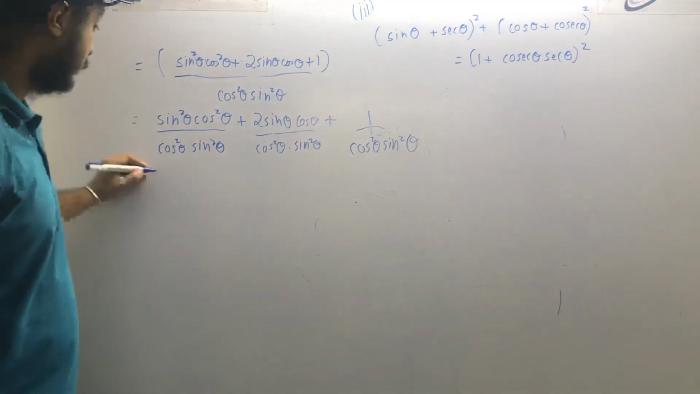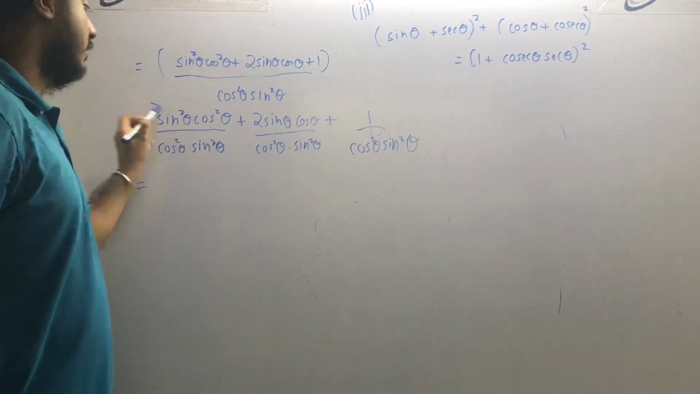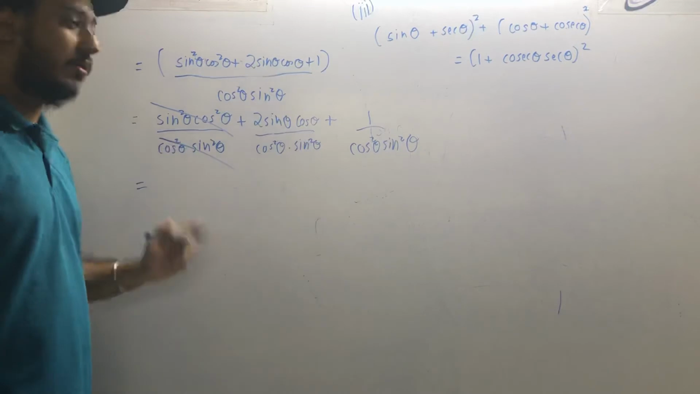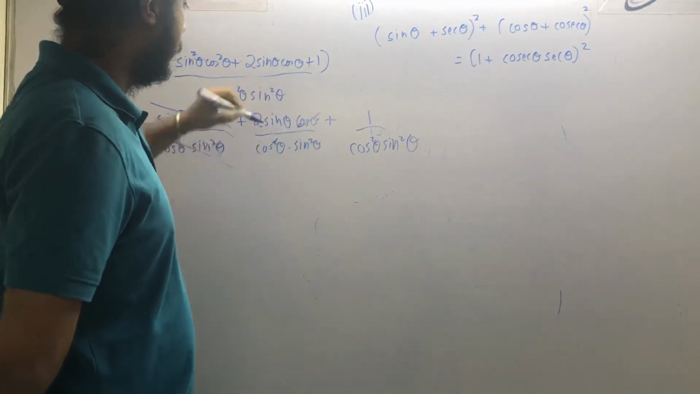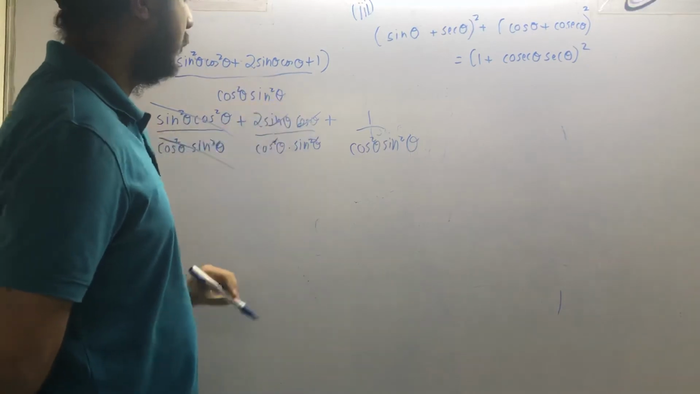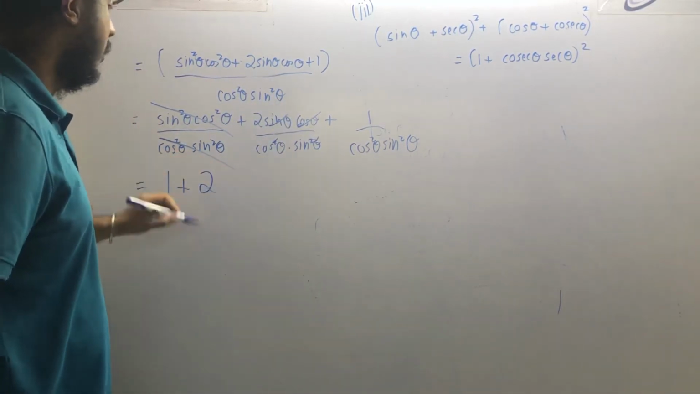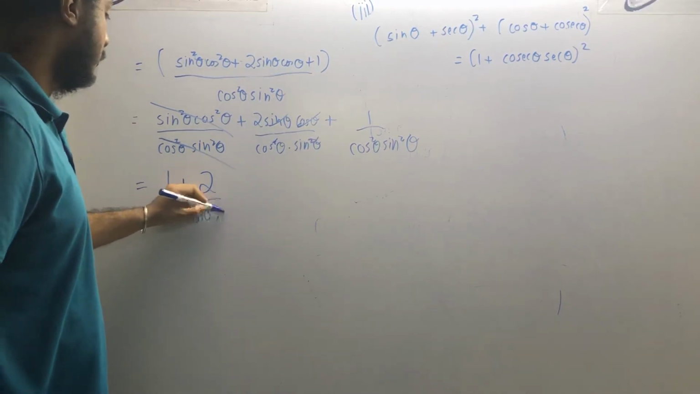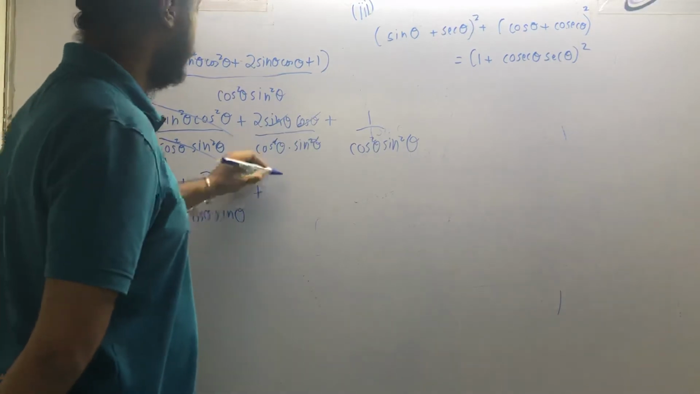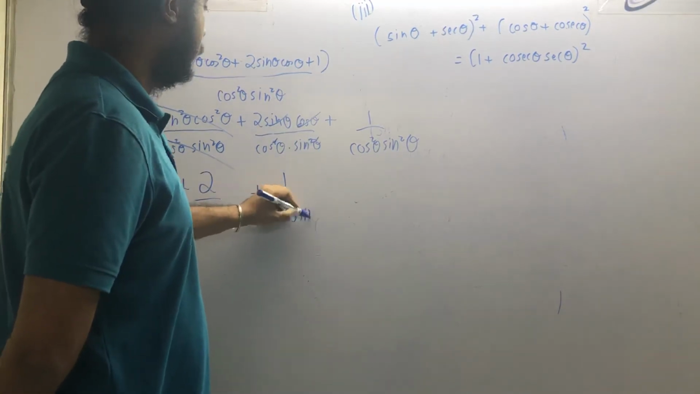Okay, now look carefully. Sin square theta cos square theta upon cos square theta sin square theta cancel, same thing. Okay, now look carefully here. Cos theta square sin theta square. Okay, now 1 plus 2 upon cos theta sin theta plus cos square theta sin square theta.